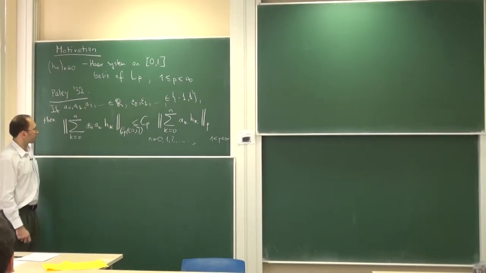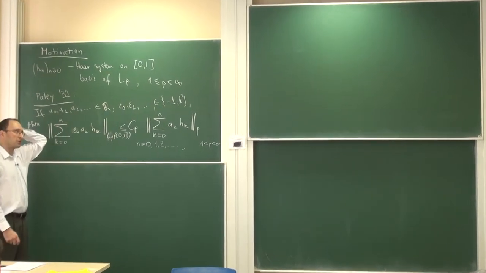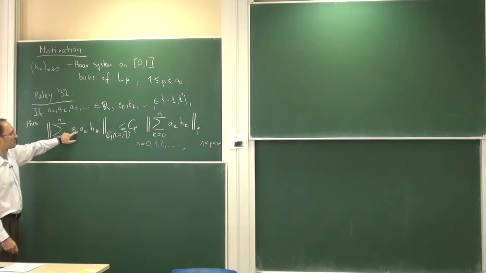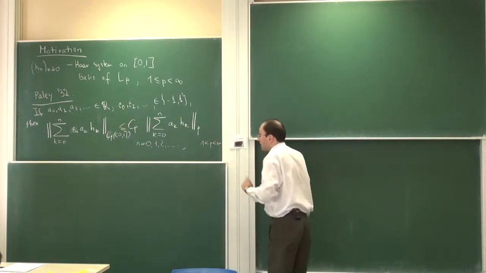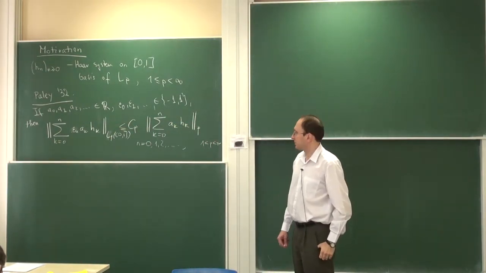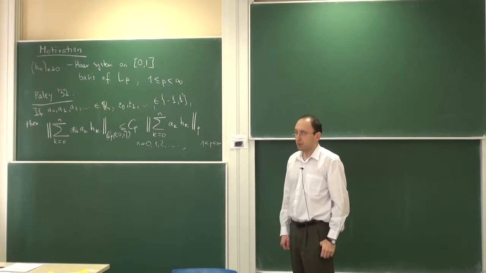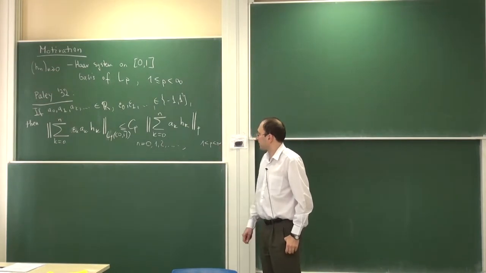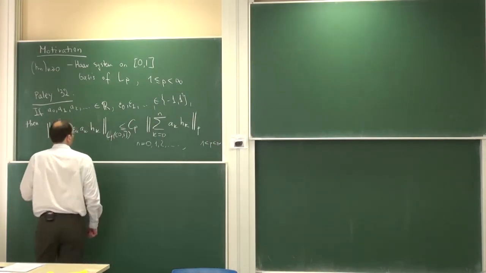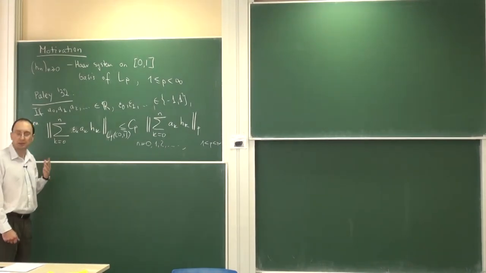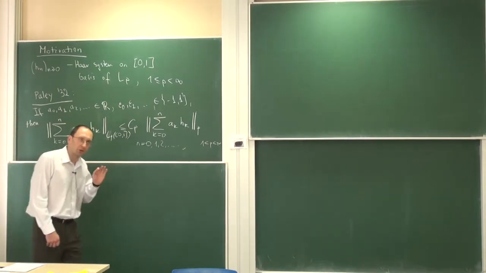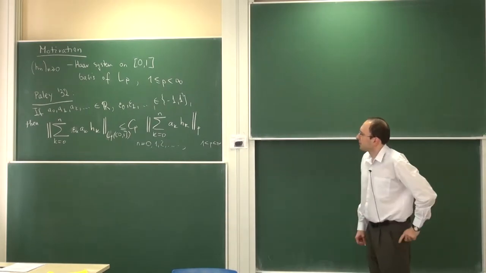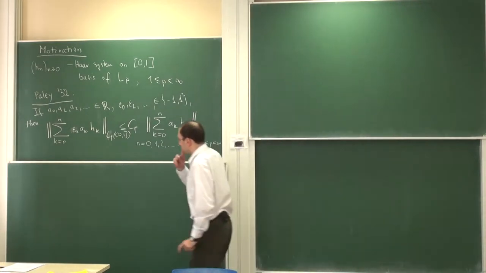Actually, Paley formulated the result in terms of Walsh series, and this formulation is due to Marcinkiewicz. This inequality means that the Haar system is an unconditional basis of L^p for p strictly between 1 and infinity. Well, this is a very beautiful result, and it really stimulated the development of mathematics. It is certainly a very important fact.